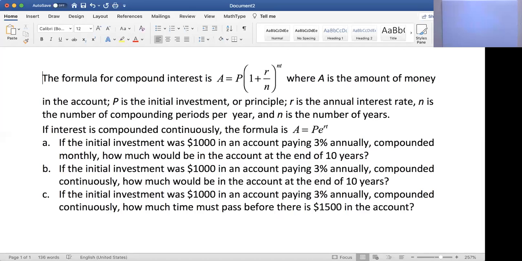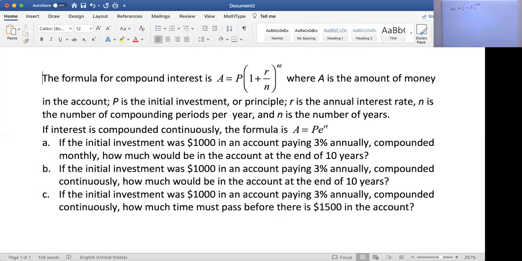This question gives us a formula for compound interest. A equals P times (1 plus little r over n) raised to the nt.